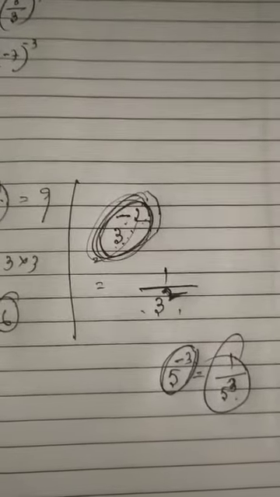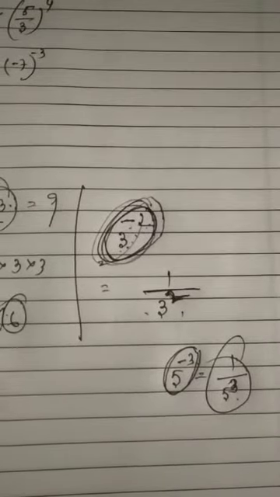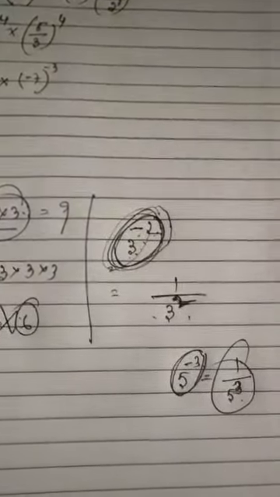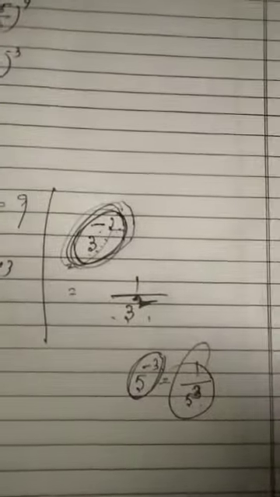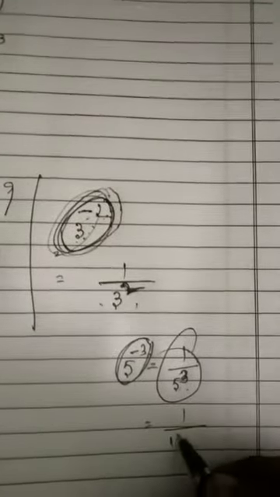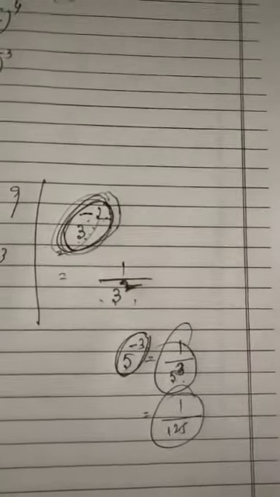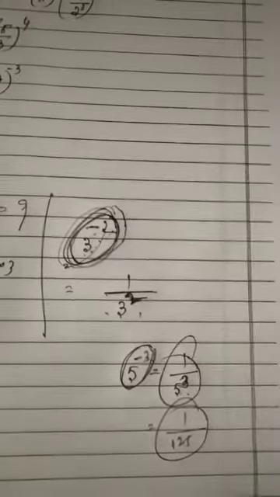1 by 5 to the power 3. So now it can be easily solved. 1 by 5 to the power 3 means 5 5s are 25, 5 25s are 125. 1 by 125 is the answer of this question.